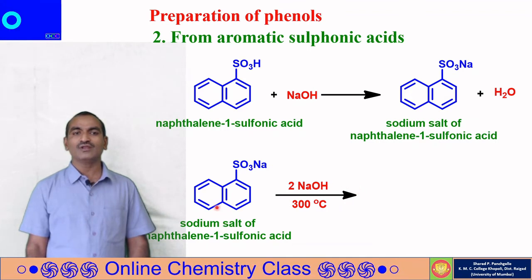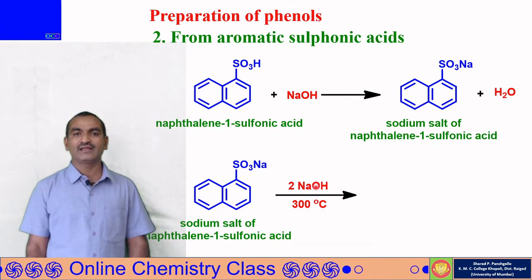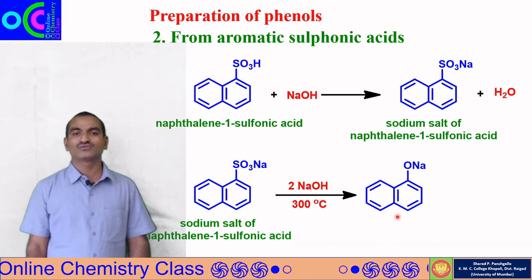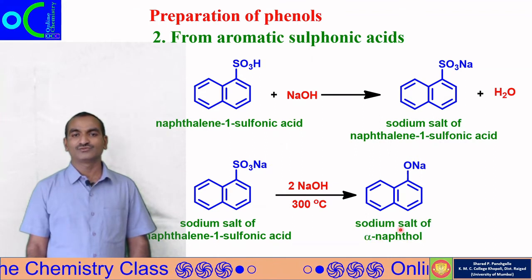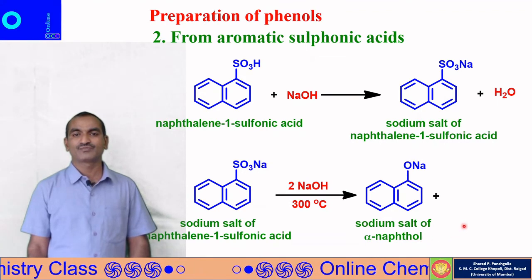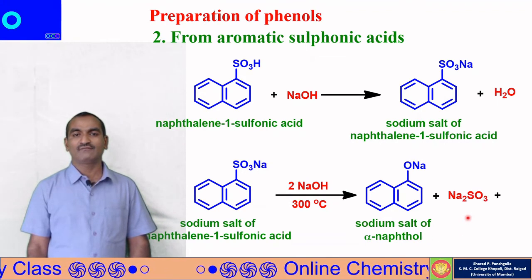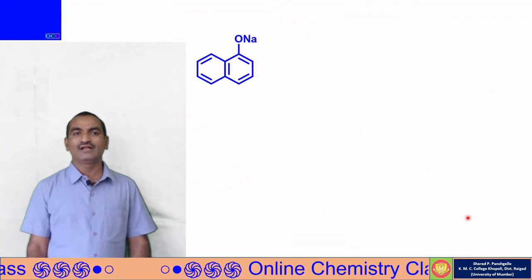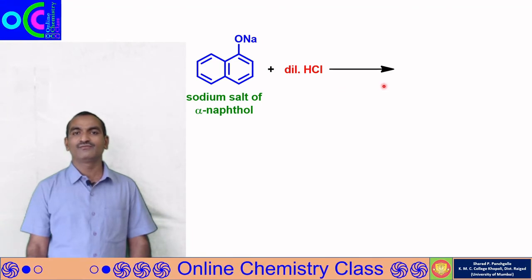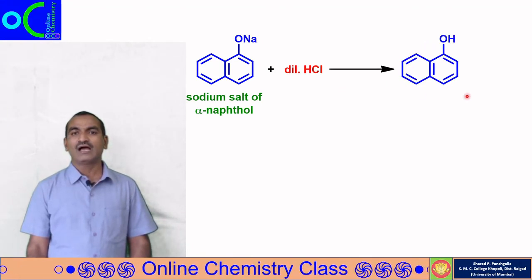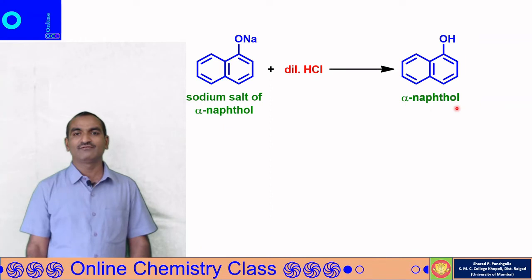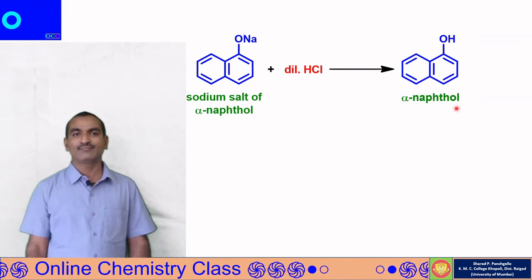So when these two solids are heated at 300 degrees Celsius, they undergo fusion, and there will be formation of the sodium salt of alpha-naphthol. So we'll get the sodium salt of alpha-naphthol as the product in the second step. Now this sodium salt of alpha-naphthol, when treated with dilute hydrochloric acid, converts into the free phenol, that is nothing but alpha-naphthol. So for preparation of alpha-naphthol, we have used naphthalene 1-sulfonic acid as the starting material.